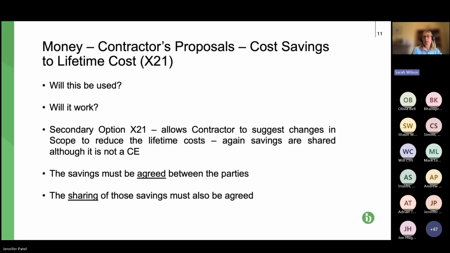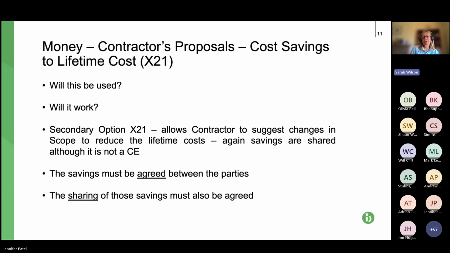So whereas the previous one for just costs of the project was a standard clause, this is in X21, so it's an optional clause. It may not be part of your contract. If it isn't included, it won't be. So my queries here, will it be used? Same as above. Will it work?